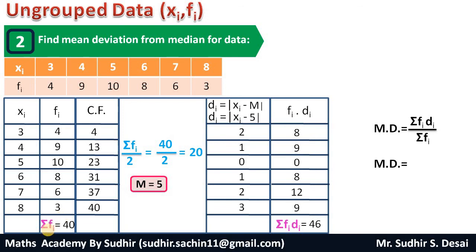So let's put the values. So mean deviation MD is equal to summation fi di, which is 46, divided by summation fi, which is 40, and 46 divided by 40 is 1.15. So students, this is how we are supposed to find mean deviation from median for the ungrouped data, which is very easy and which carries 6 marks.